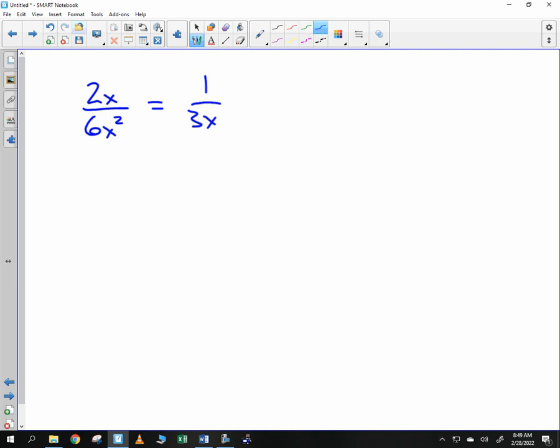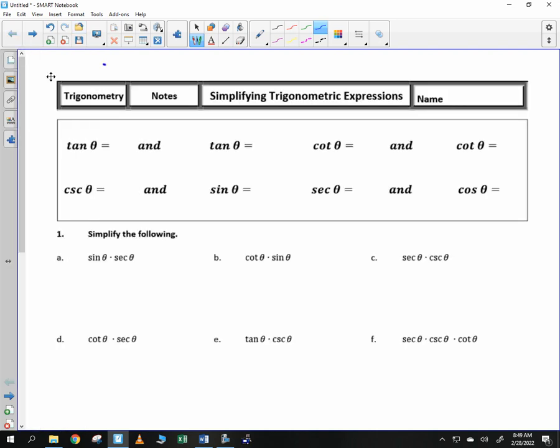1 over 3x. So you know how you simplified algebraic expressions? We're going to do the same thing with trig expressions. We're going to try to do the most basic ones, because there are some really challenging ones. We're going to keep it to just the most important pieces, and we're going to need a few things in order to make sense of this.